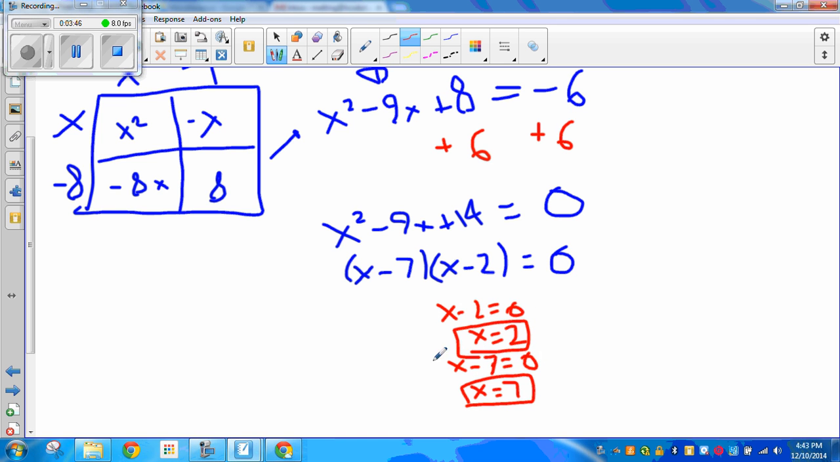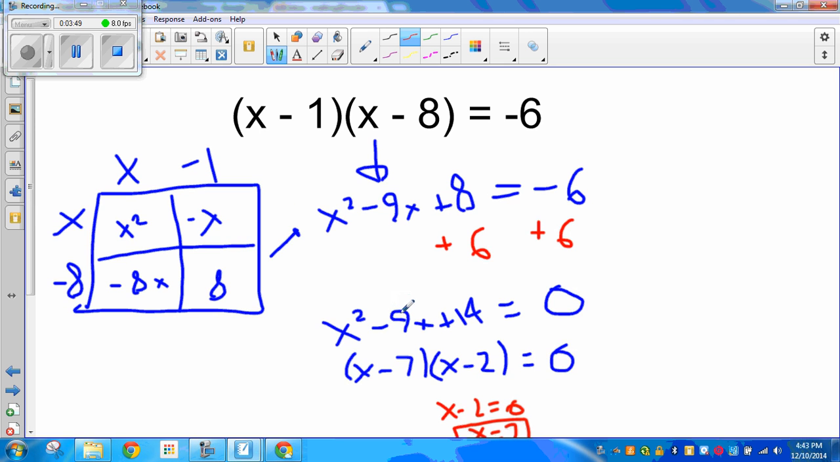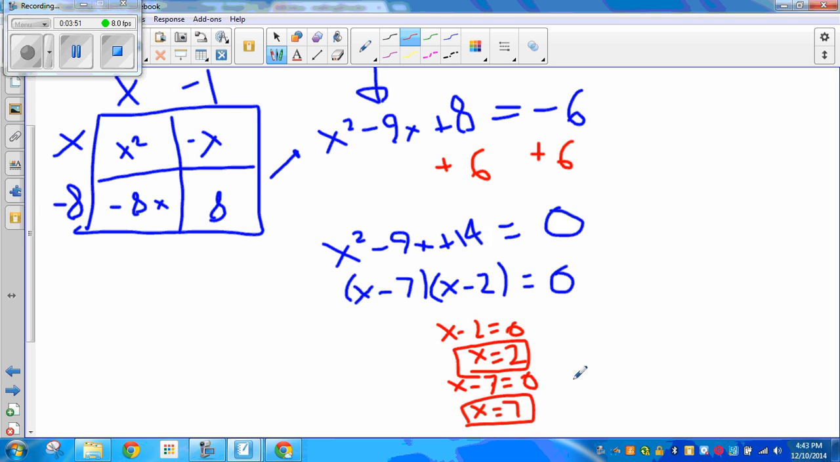And you can check that by plugging it back into the original equation, which would take some time and effort. But either way you do it, you should get negative 6 out on the right side.